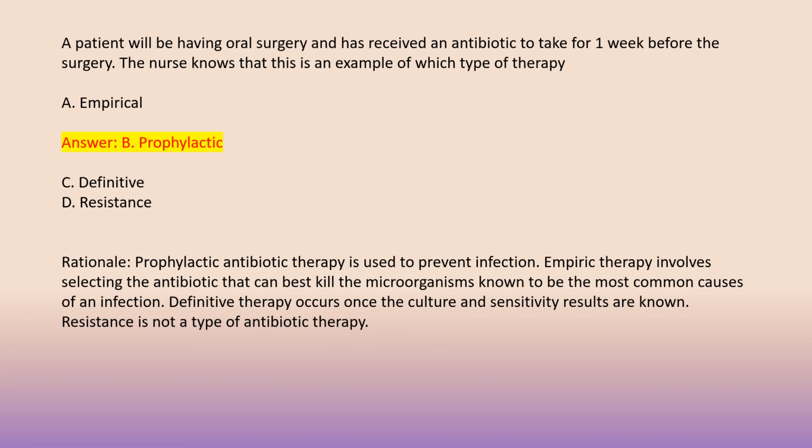Answer: B. Prophylactic. Rationale: prophylactic antibiotic therapy is used to prevent infection. Empiric therapy involves selecting the antibiotic that can best kill the microorganisms known to be the most common causes of an infection. Definitive therapy occurs once the culture and sensitivity results are known. Resistance is not a type of antibiotic therapy.